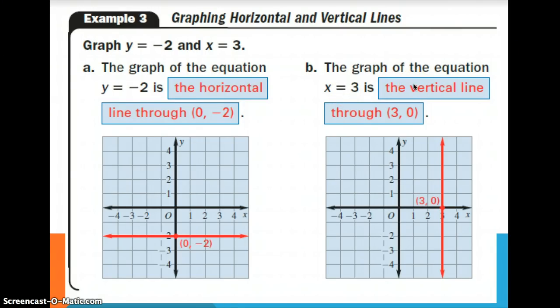For part B, x equals 3. So go on the x-axis, go to the number 3, and put a dot. This time, draw a vertical line, and this vertical line represents that x is always going to be 3, and your y can be any number. So, when y equals any number, it's horizontal. When x equals any number, it's vertical.